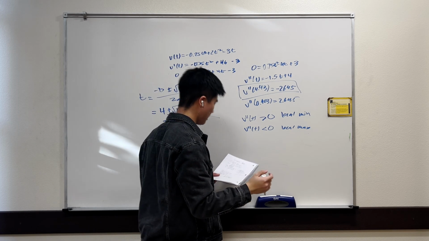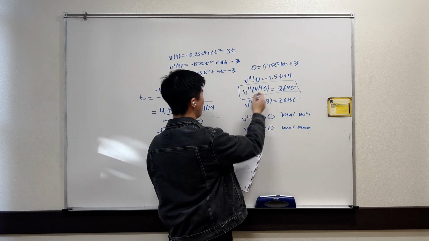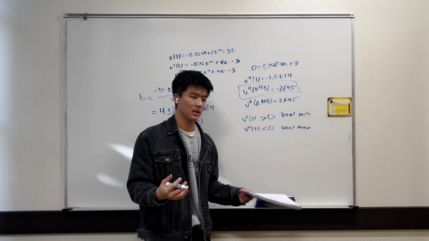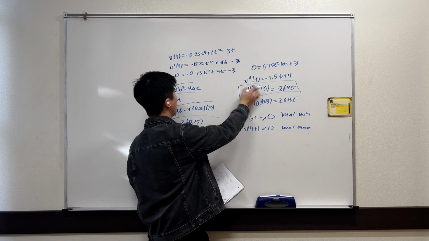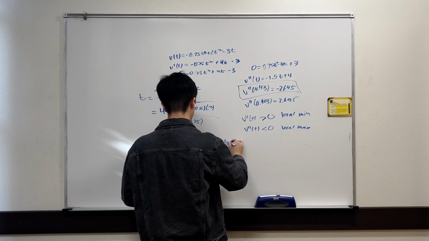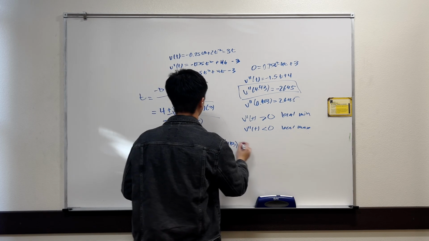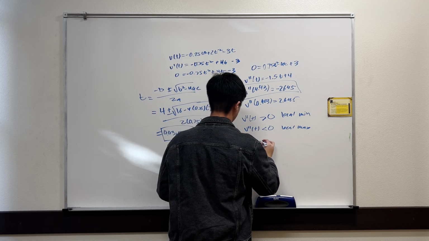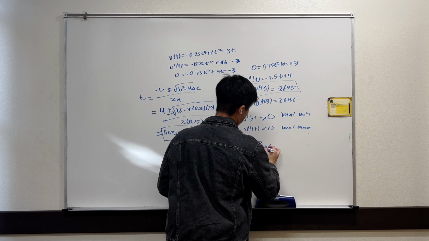And so once we have that, we know that time 4.43 seconds is when the object is at its fastest, so we can plug this into the original velocity equation. So we get 4.43. If you just plug this into your calculator, you should get roughly 4.23 meters per second.